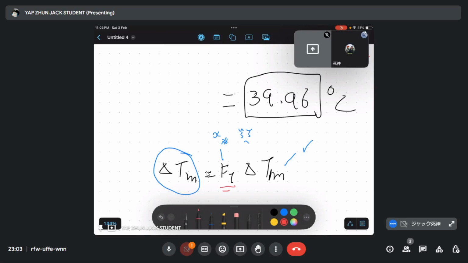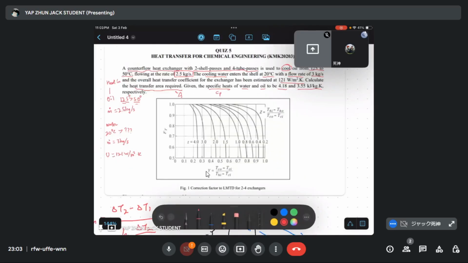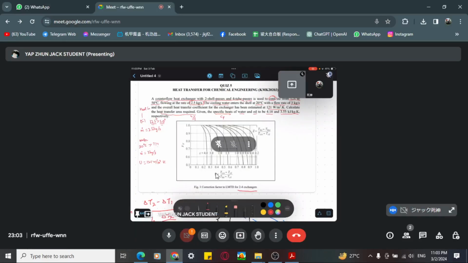How do we want to find it? They already give you the graph. You need to use this graph actually. This is more for your easy understanding. But the thing is they say two shell passes, four tube passes. They already give you the two-four exchanger. But do we only have the two-four exchanger? No, we have other graphs besides the two-four exchanger.